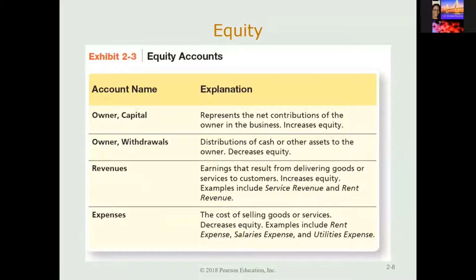Here in Exhibit 2.3, you have your equity accounts. The owner's claim to the assets of the business is called equity or owner's equity. A company has separate accounts for each element of equity. Some examples of equity accounts are, of course, the owner's capital, withdrawals, revenues, and expenses.